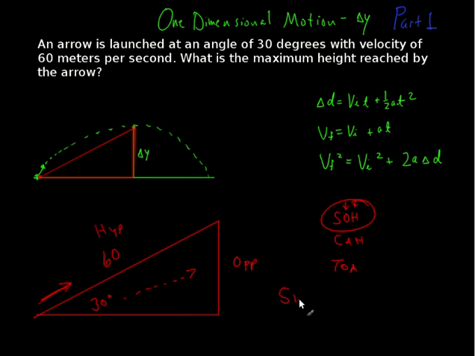So we have sine 30, and that is equal to opposite over hypotenuse. We don't know the opposite just yet, divided by hypotenuse, which is 60. To get rid of this, we can take this 60 and multiply both sides by 60 over 1. This will cancel out, and because it's algebra, we do what we do to one side, we do to the other, and so we end up with 60 sine 30.